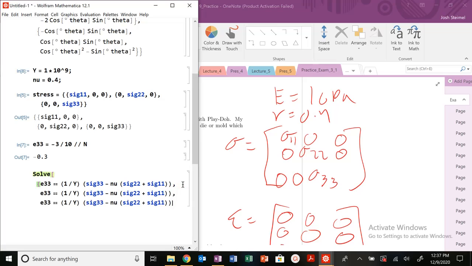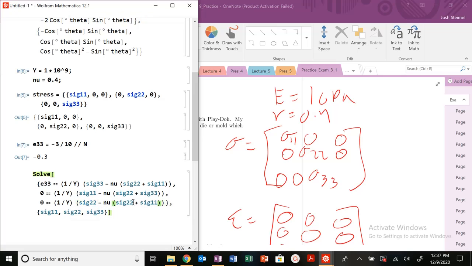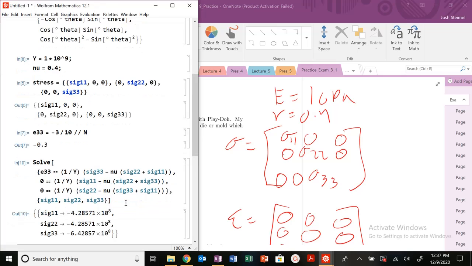I'm going to write out some expressions as well. Let's solve for sigma 11, sigma 22, sigma 33. I'm also going to write this expression for my strain in the 1-1 direction. I know that's equal to 0, so I'm just flipping that here. And my strain in the 2-2 direction is also 0, so I'll write strain in the 2-2 with stress in the 2-2. This is going to be 3-3, and we'll solve for those values.